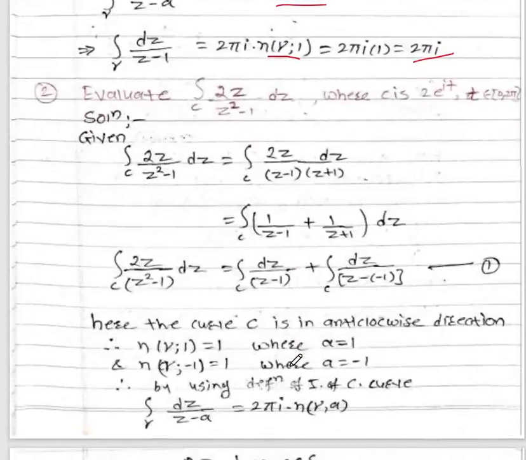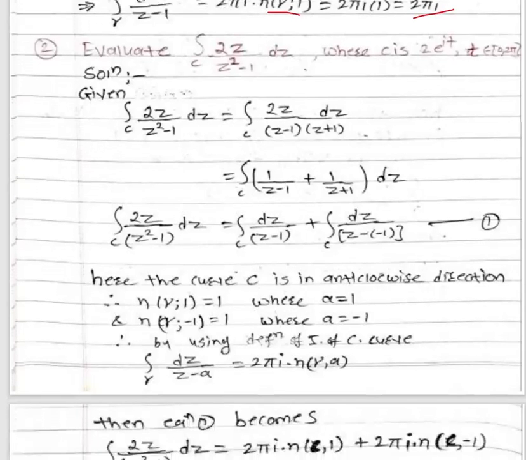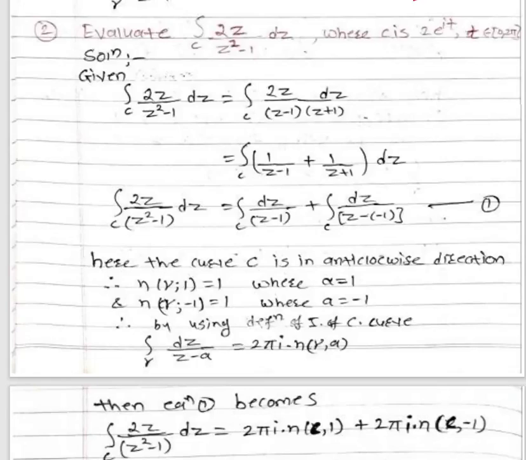Now we will see a second example. We will go one by one, from easy to hard examples. The second example is: evaluate the integral over curve C of 2z upon z square minus 1 dz, where C is the curve given as 2 e raised to the power it, where t lies between 0 to 2 pi. Now we will solve this integral. We will convert this integral into a simple form.